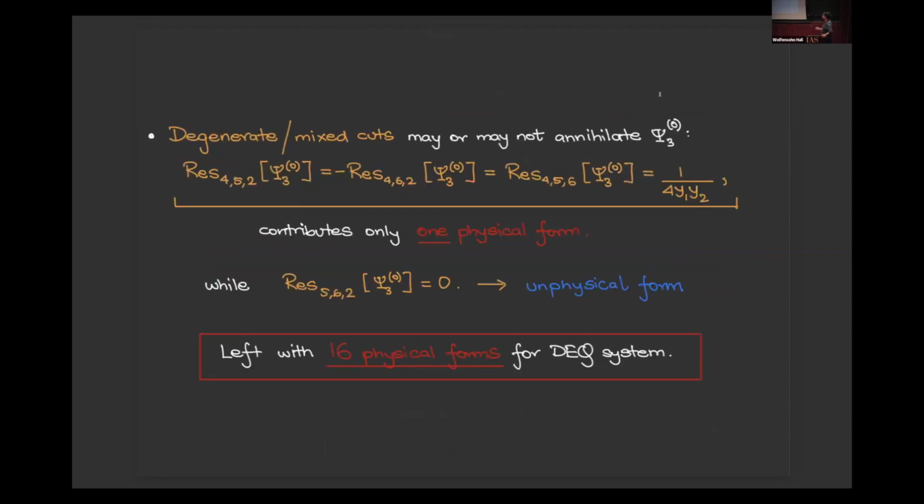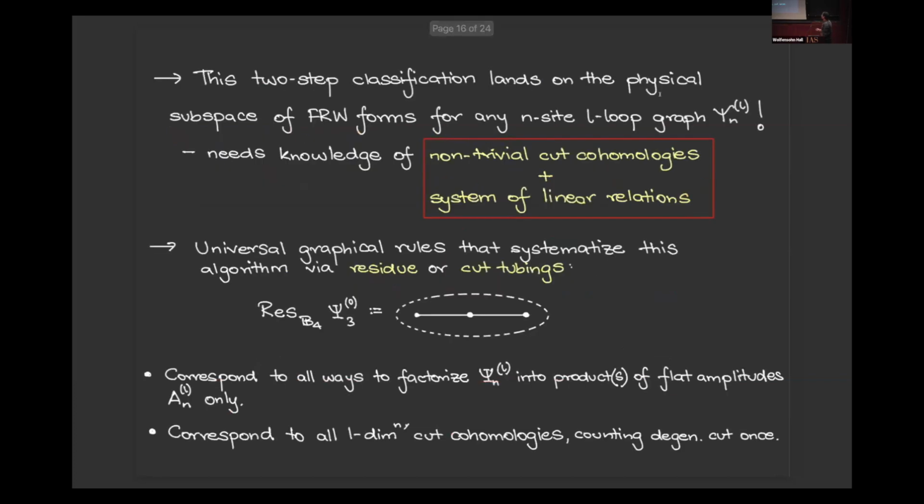However, hyperplane arrangements in cosmology are degenerate. So there are sequences of residues that correspond to the same loci. So the upshot is that we can always pick out 1 physical form from this degenerate subspace. So all in all, we are left with 16 physical forms for the DEQ system. So this 2-step classification lands us on the physical subspace of FRW forms for any n-site L-loop graph in cosmology.